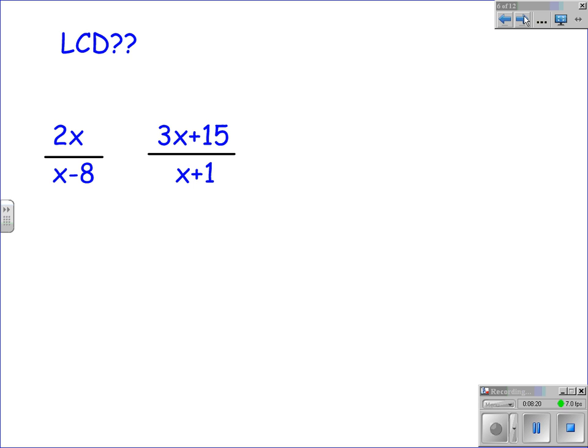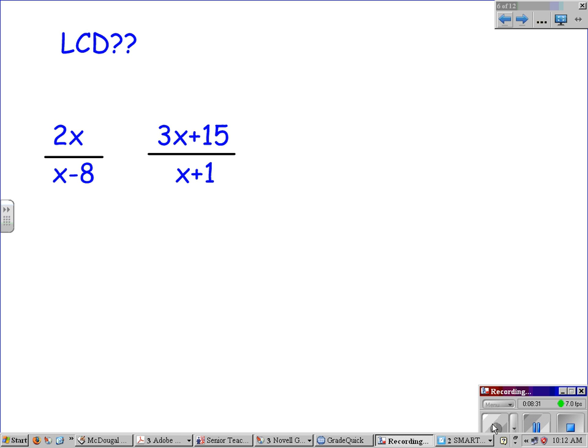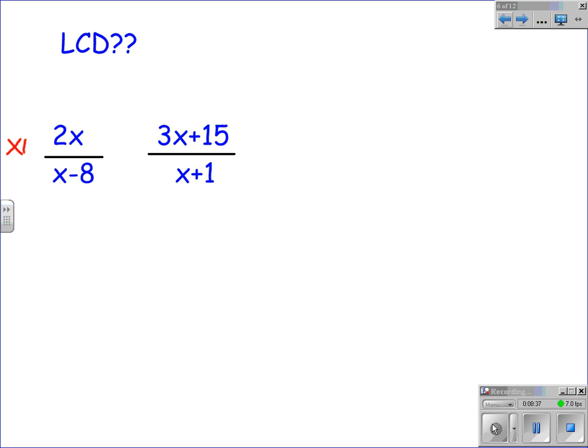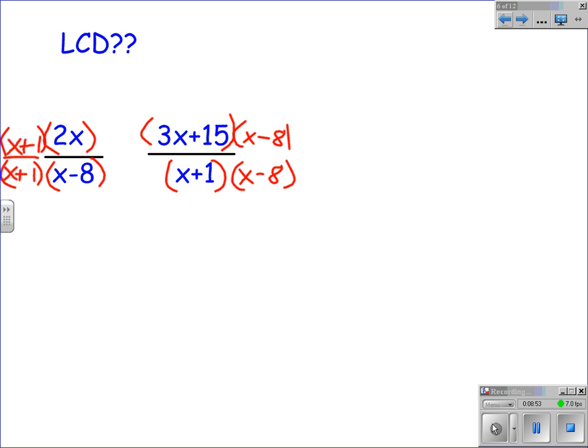Here are 2 expressions. Talk to your partner and decide what does one have that the other one doesn't. What do we need to multiply our fractions by? Talk to your partner about that. Okay, so Maddie, what are we going to multiply by? X plus 1 on the left and x minus 8 on the right. Okay, the entire binomial is a factor. And so here I need x minus 8 and x minus 8. Please notice all my parentheses. X minus 8, x plus 1 are binomial factors.